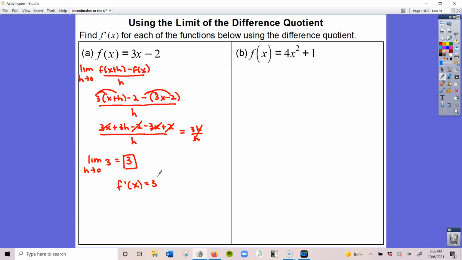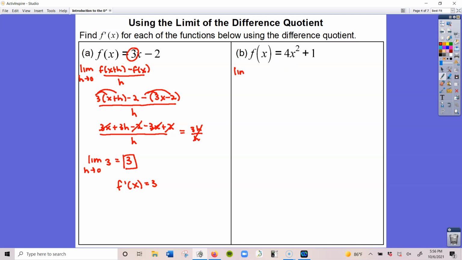Now, if you think about this function, the reason why we end up with a constant rather than another equation is because my function here is linear. This is a line, and the slope of this line is 3. So no matter where I go along that line, the slope is always 3. Therefore, the tangent line will be a constant, which is that number, the slope, 3.